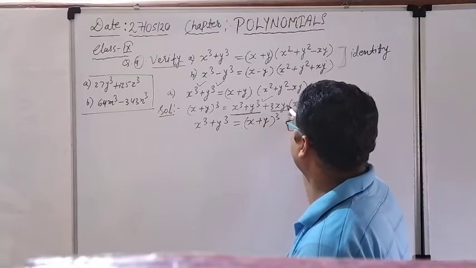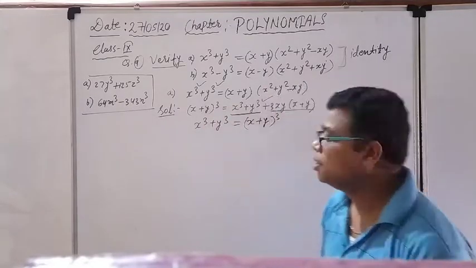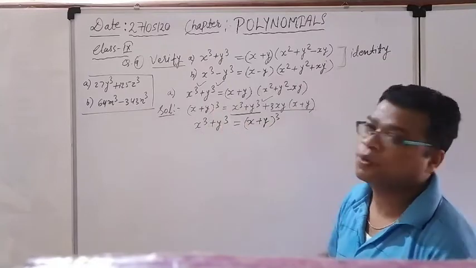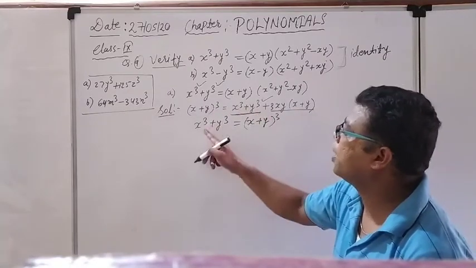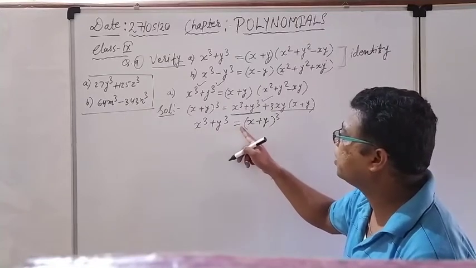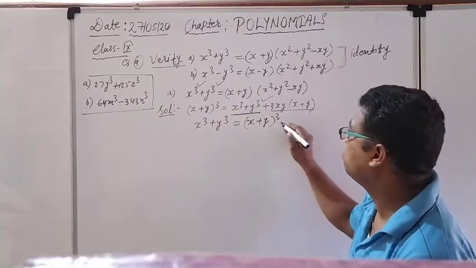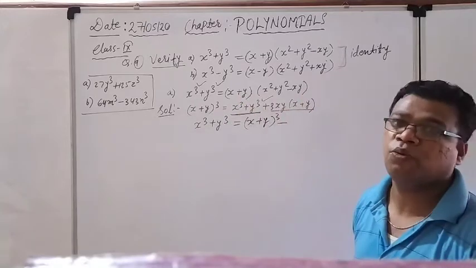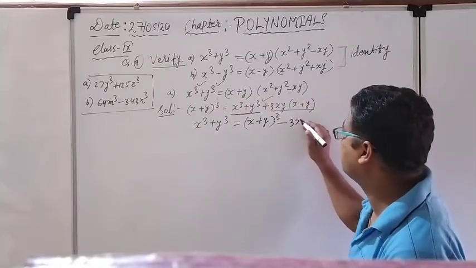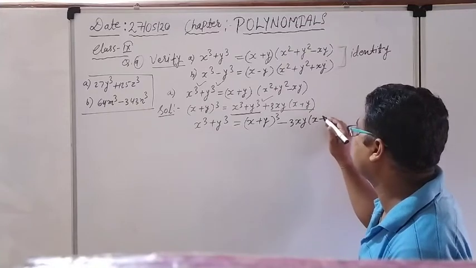This particular term should be transferred there. Then only I am able to get x cube plus y cube. So x cube plus y cube can also be written as (x plus y) whole cube minus 3xy(x plus y), because when we transfer this expression to the left hand side, it converts into the negative form.